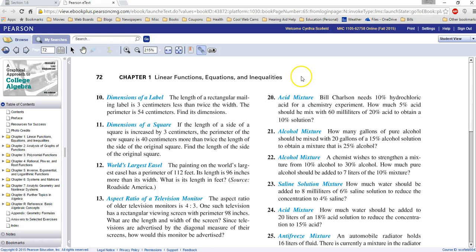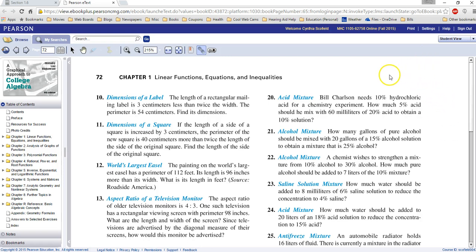So he needs some kind of solution that's 10% hydrochloric acid and 90% something else. How much 5% acid, so that he has a solution that's 5% acid and 95% whatever else, should he mix with 60 milliliters of 20% acid? So he has a 60 milliliter solution where 20% of that is acid, and he wants to obtain that 10% solution. So we have a mixture problem.